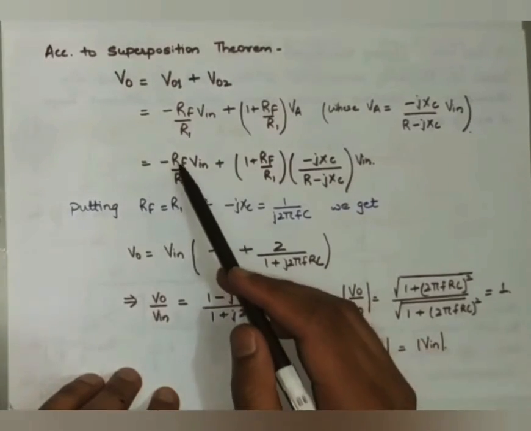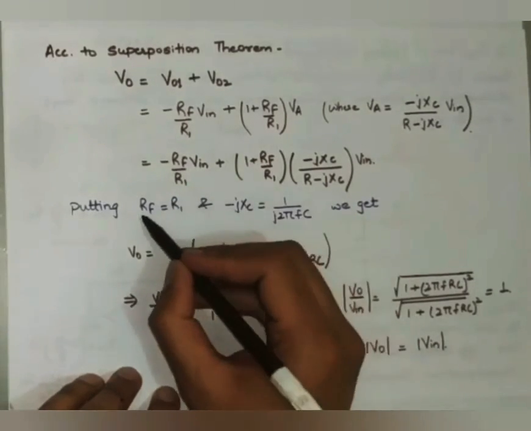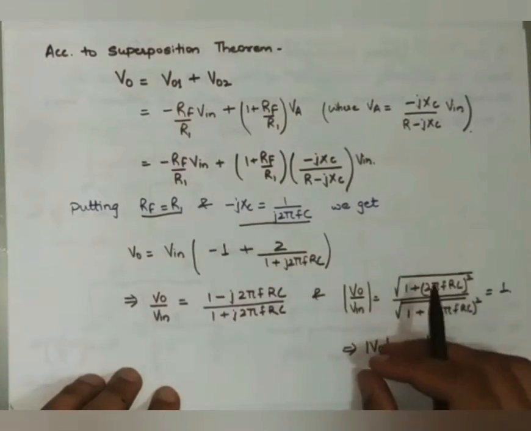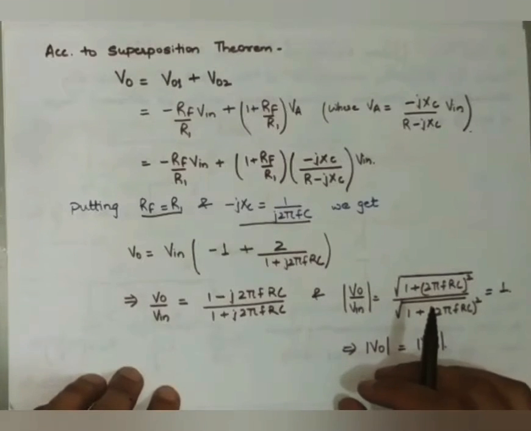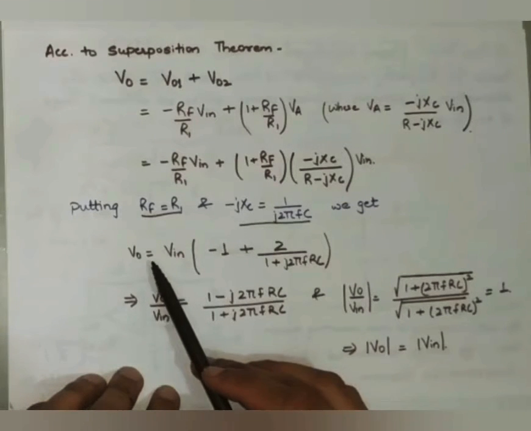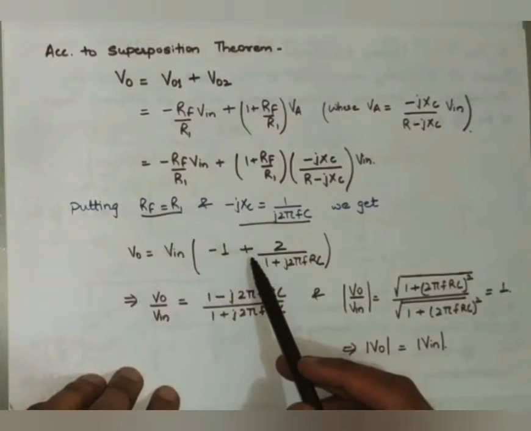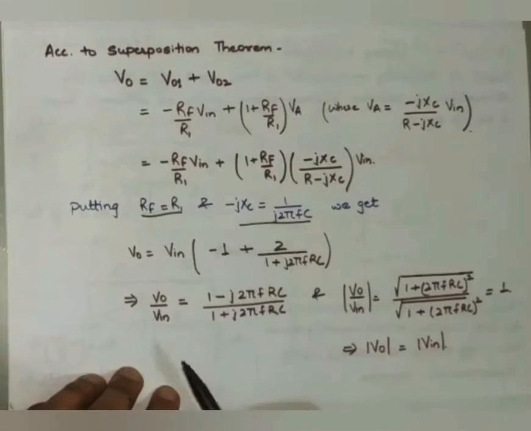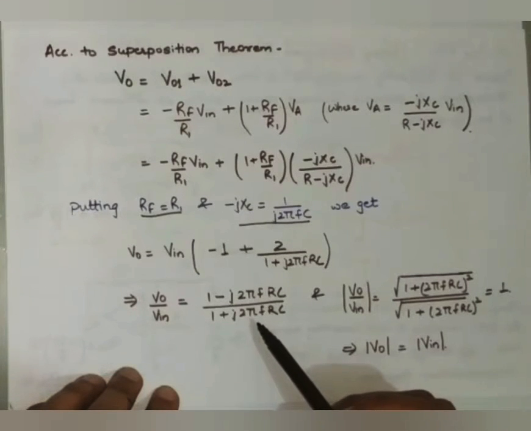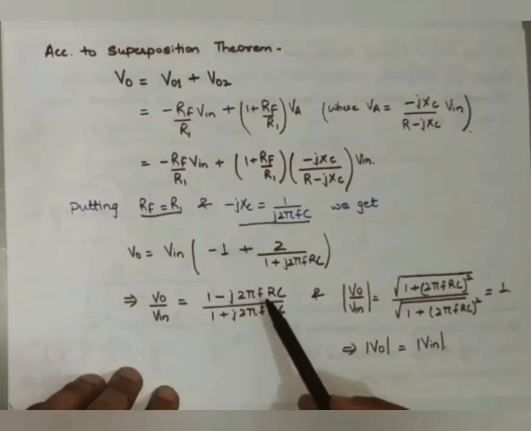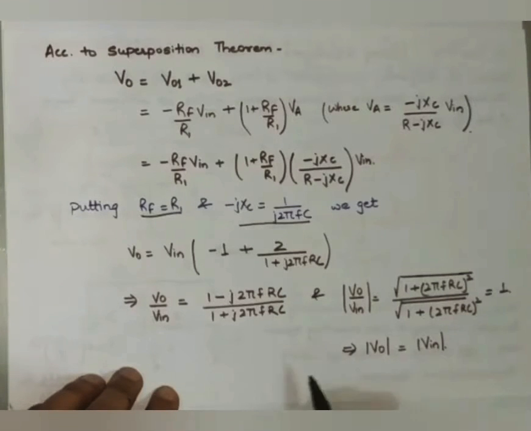Now I will put the value of RF equal to R1 and minus jXC as 1 by j2πFC, as we have done in the earlier filters. Similarly, over here I will put these values and I will get the relation V0 equal to Vin into minus 1 plus 2 upon 1 plus j2πFRC. Now by taking the LCM and rearranging the terms, I will get Vout by Vin equal to 1 minus j2πFRC upon 1 plus j2πFRC. Now let's take the magnitude of this.